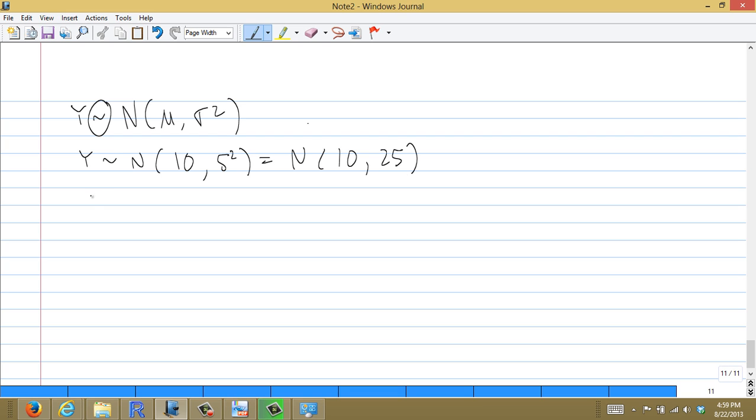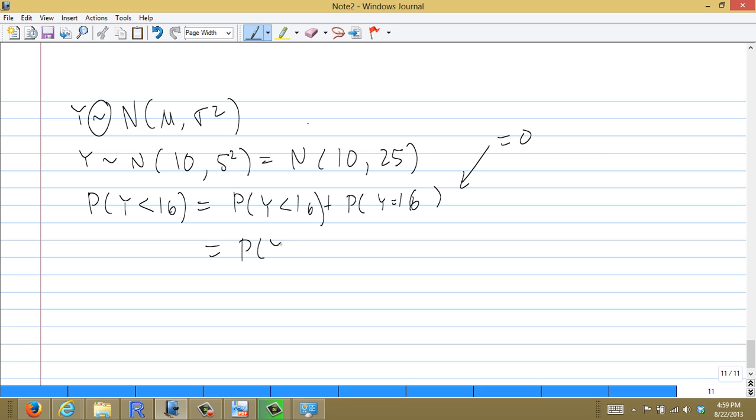The first question that we want to answer is, what's the probability that y is less than 16? Similar to the previous examples, that's the same as the probability that y is less than 16 plus the probability that y is equal to 16, since for a continuous random variable, the probability that it equals a specific value is always equal to 0. So combining that together, that's the probability that y is less than or equal to 16, which is just the CDF of our random variable evaluated at 16.